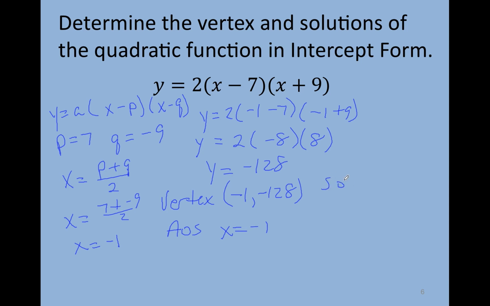My solutions are the p and q values. So x is equal to 7, x is equal to negative 9 as solutions. Okay, and that's it for intercept form.